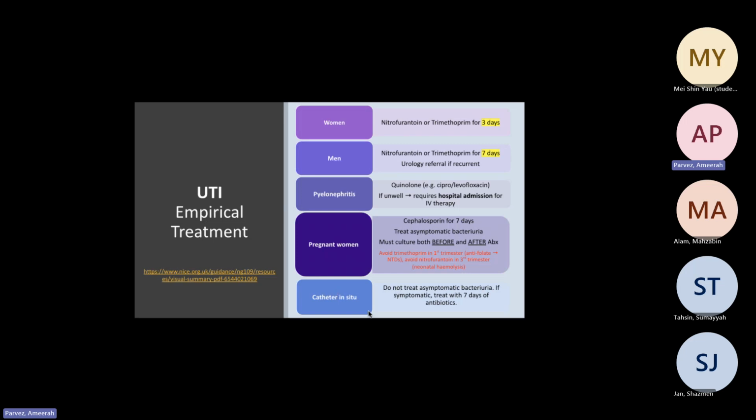And finally, catheter in situ. So in this case, because you're introducing a foreign body to the urinary tract, they'll by default have bacteria growing on the cultures. So you won't necessarily treat it if it is asymptomatic because you're expecting the cultures to grow something. But if they are symptomatic, then you would consider treatment with 7 days of antibiotics.